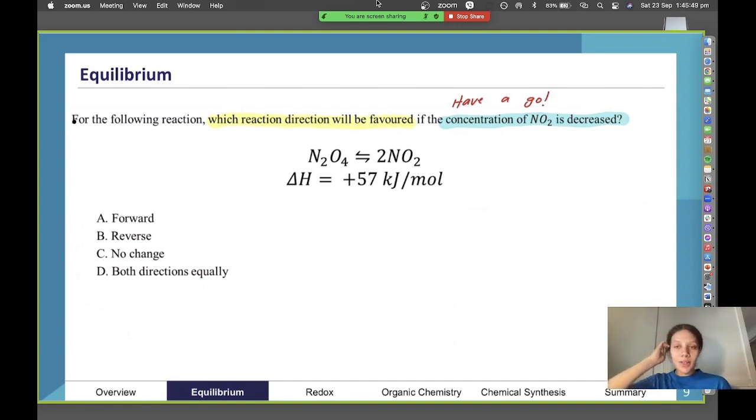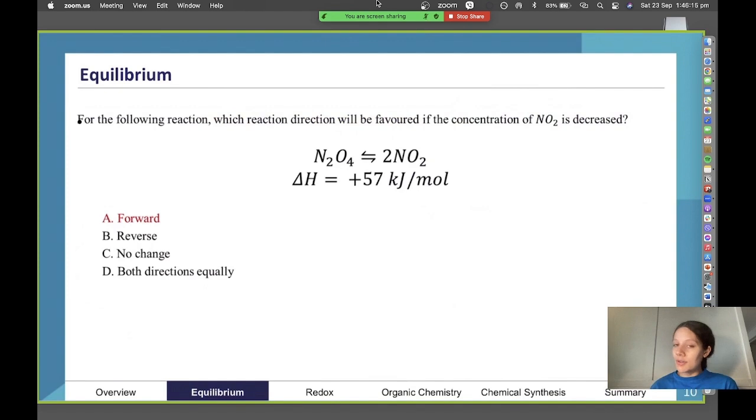All right, so I'll start going through it. If the concentration of NO2 is decreased, the system's going to shift in a way that's going to try and replenish the decrease in concentration of the NO2. So that means we're going to be shifting to the right to replace that lost NO2. If we're shifting that way, that means we're going to be favoring the forward reaction. And we can say that A is our correct answer.